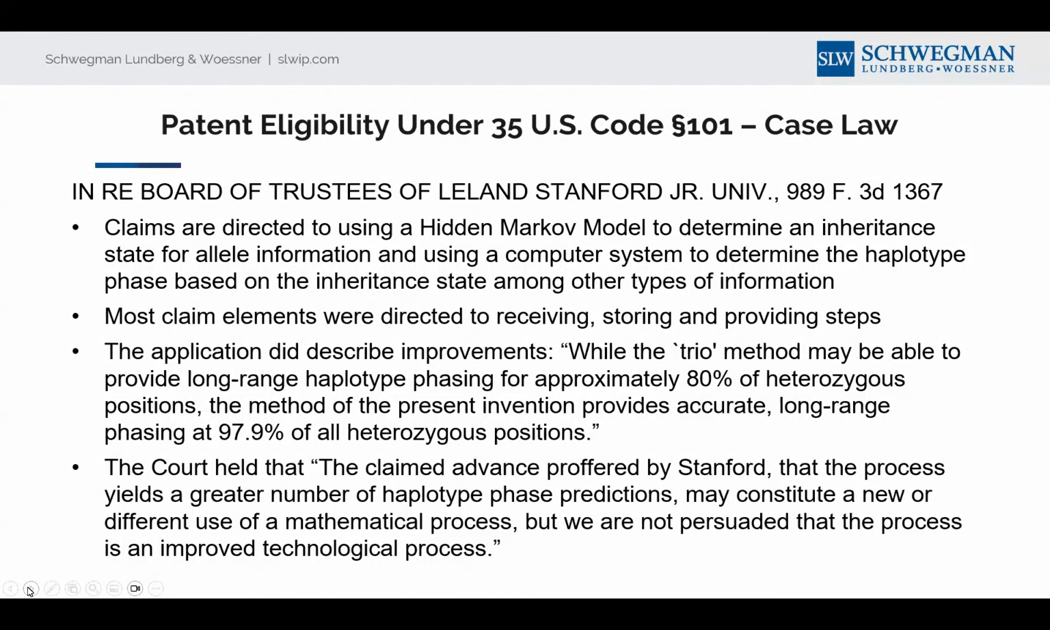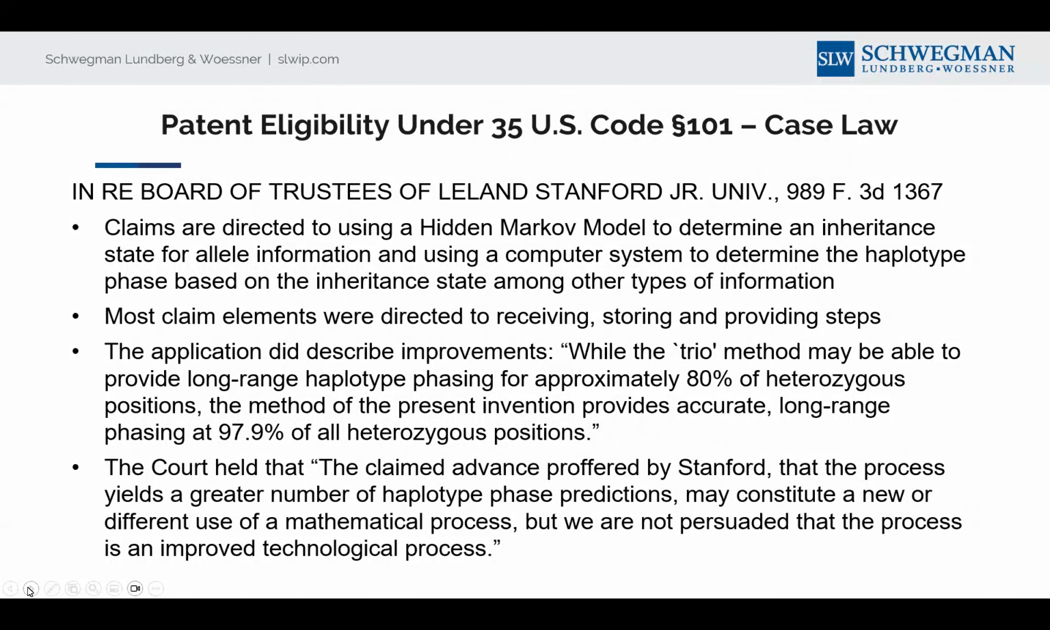One of the things that I thought was interesting about this was that there was an improvement that was clearly described in the specification. It said that the previous method was able to provide long range phasing for approximately 80% of heterozygous positions, and the Stanford method provides accurate long range phasing at 97.9% of all heterozygous positions. So it's definitely an improvement on what had been done previously. But I think the lack of showing the different changes or modifications of the model within the claim made it hard for them to latch on to this improvement and show that it was something in the technology.